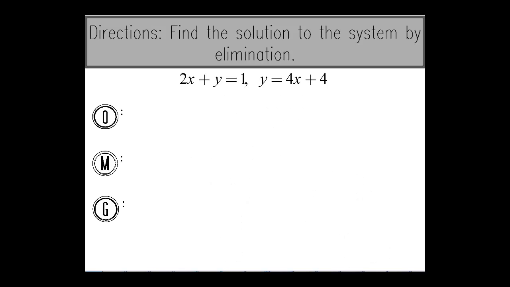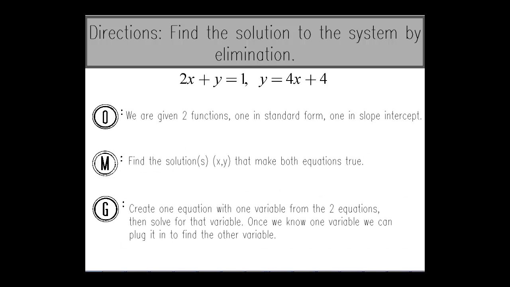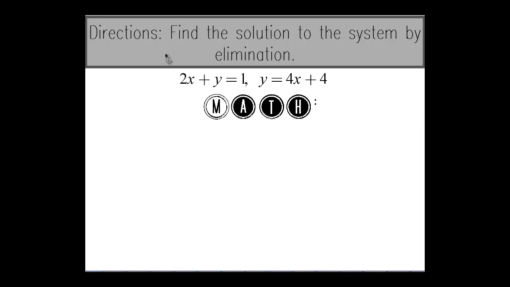The last way to solve a system is by elimination. The steps for elimination are the same as for substitution and graphing. The difference is in how we solve it. For elimination, in order to eliminate, we're still trying to create one equation from the two given. So we're going to take 2x plus y equals 1.